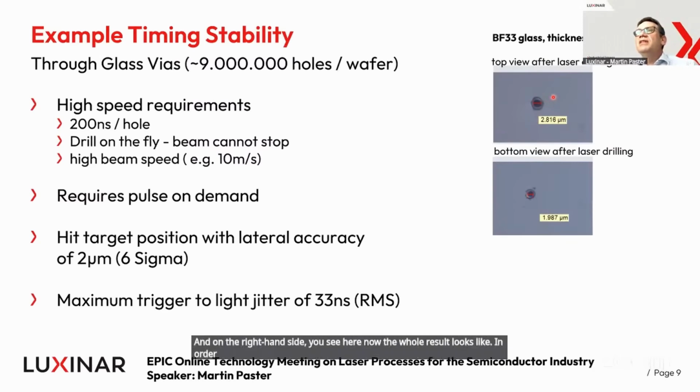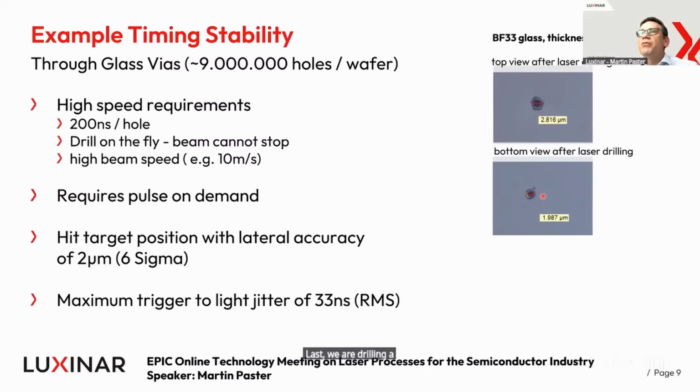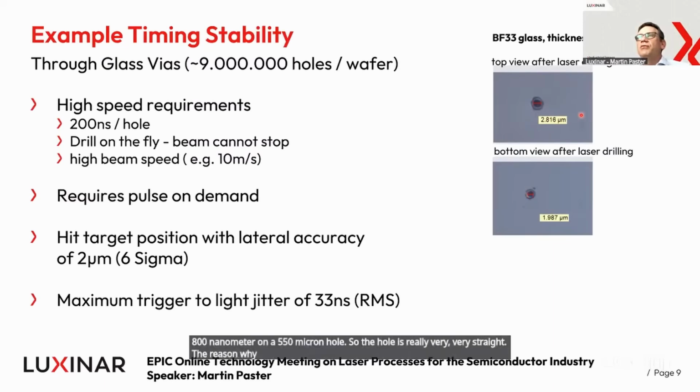In order to be really fast, we are drilling very small holes with a super small taper. You see it is a 550 micron glass. We are drilling 2 micron holes through it, and the taper is less than 800 nanometer over 550 microns. So the hole is really very, very straight. The reason is that if we make the hole bigger, you end up with this egg timer shape, which is absolutely not accepted in the industry.